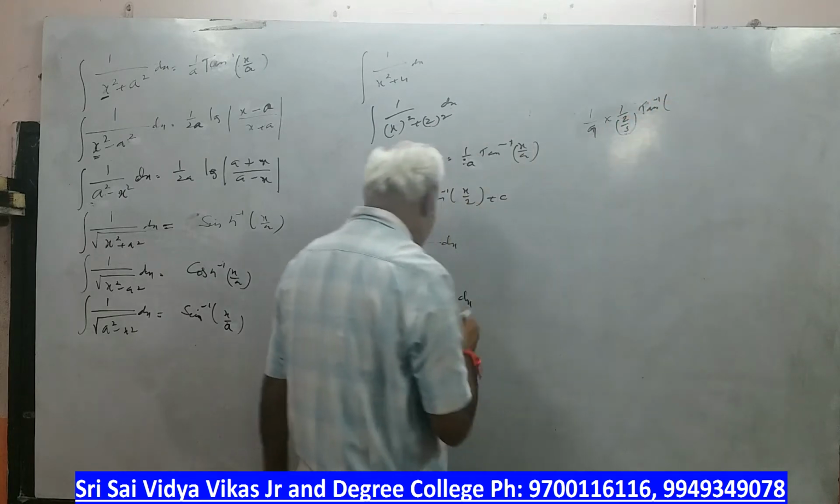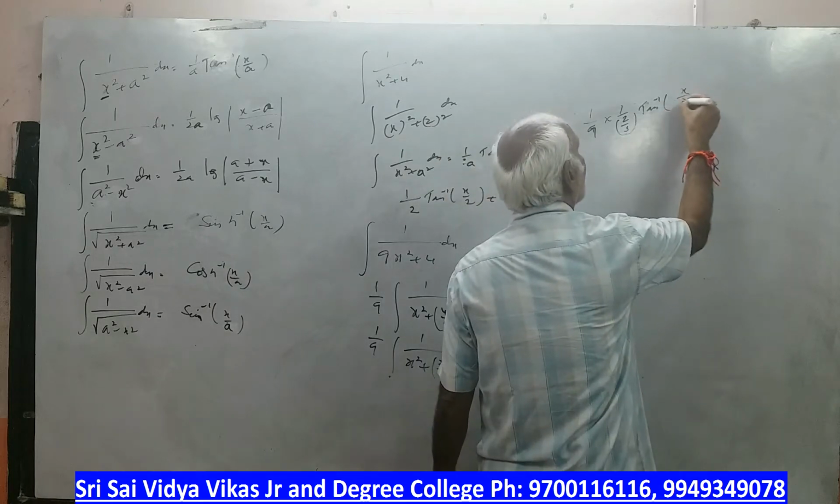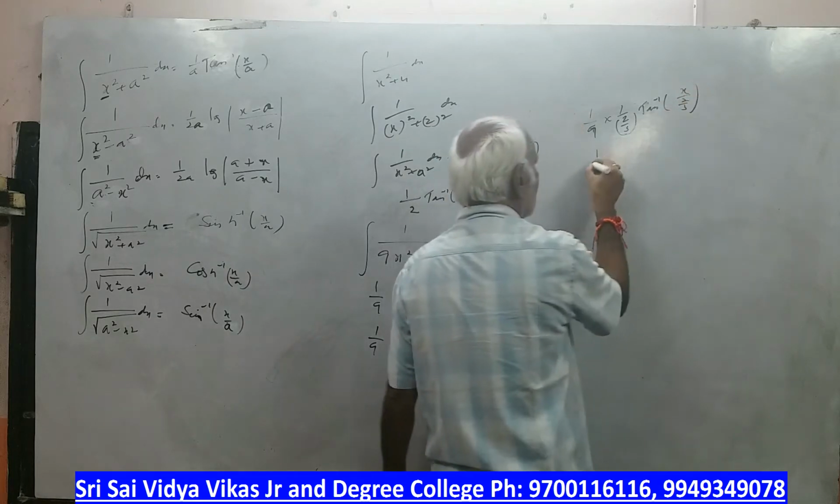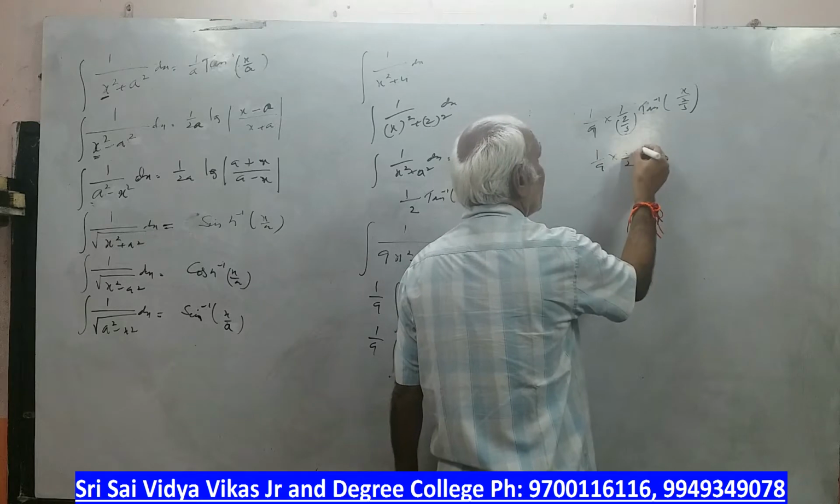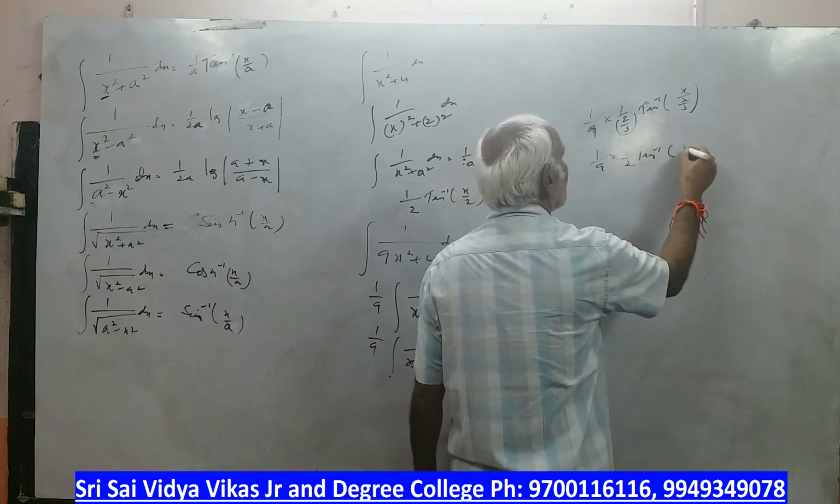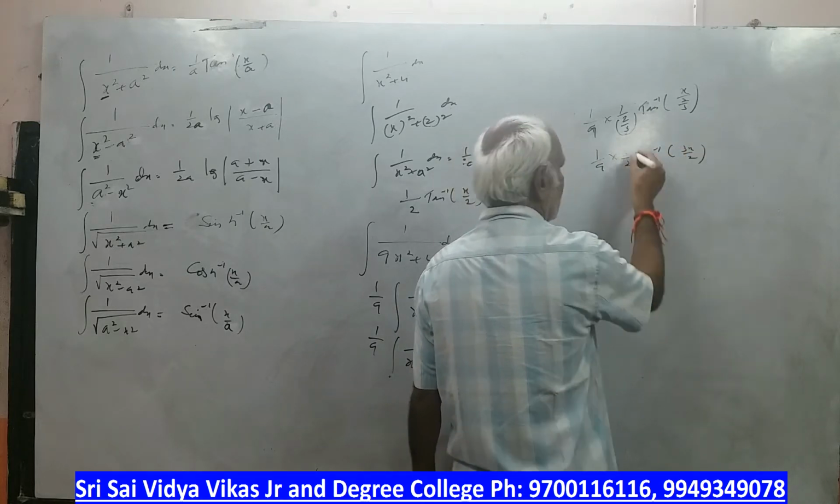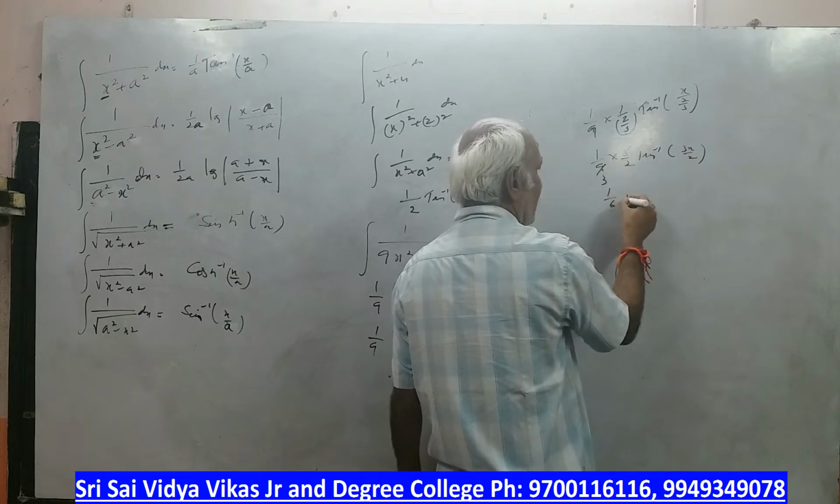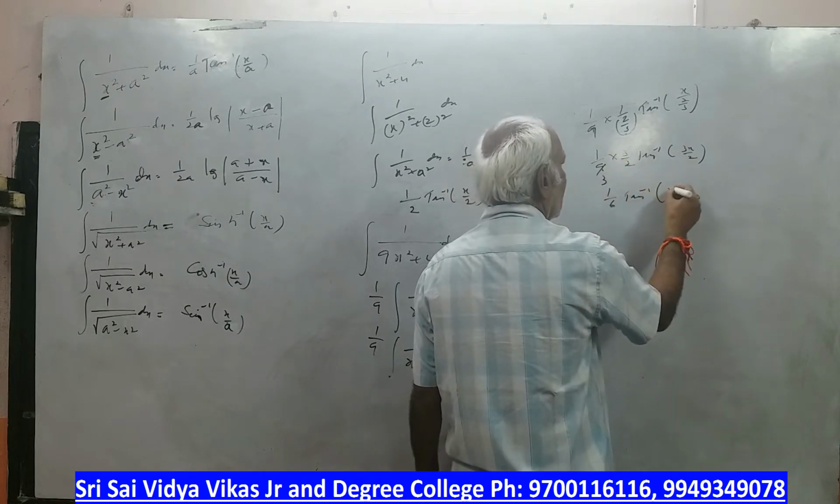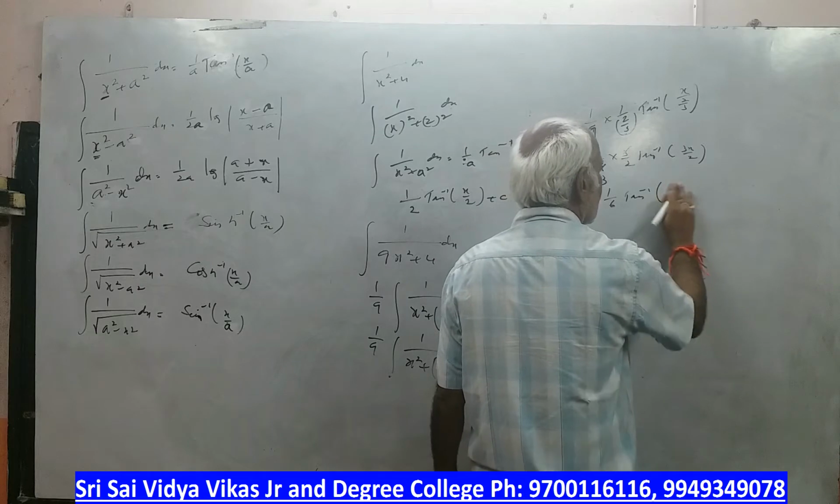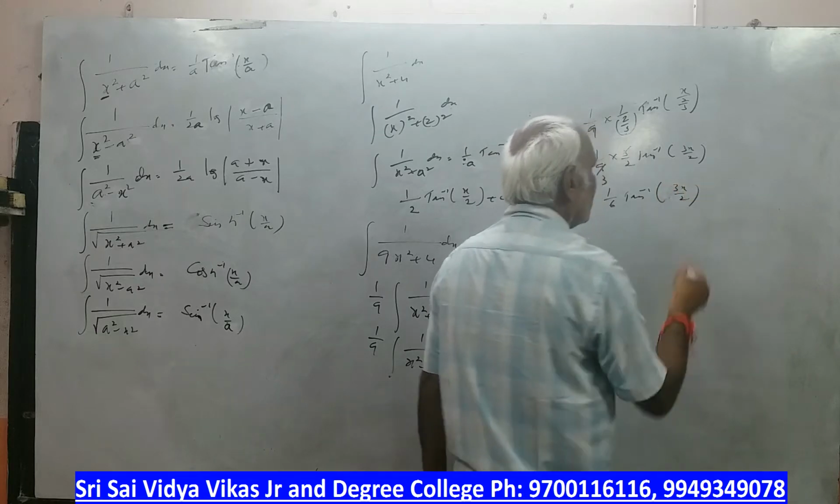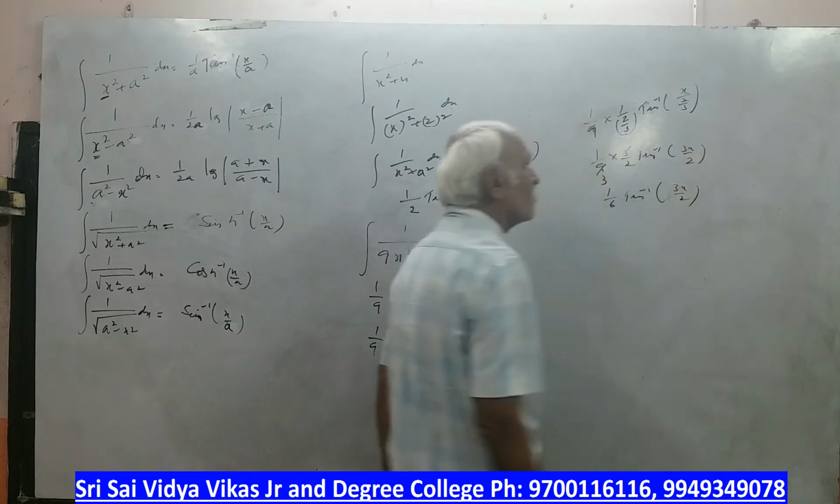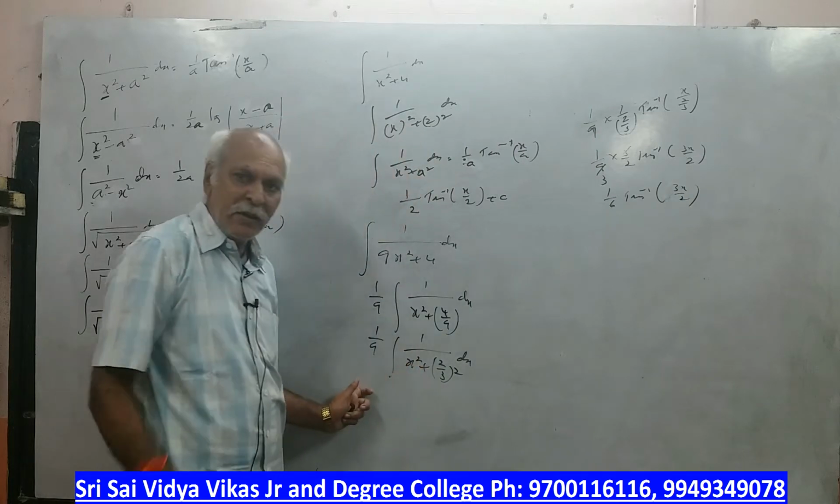Tan inverse x by a, 2 by 3. So 3 by 2, 3x by 2. So this 3 and 3 will get cancelled, 1 by 6 tan inverse 3x by 2. So what I have done? I have taken 9 common. This is very, very important.